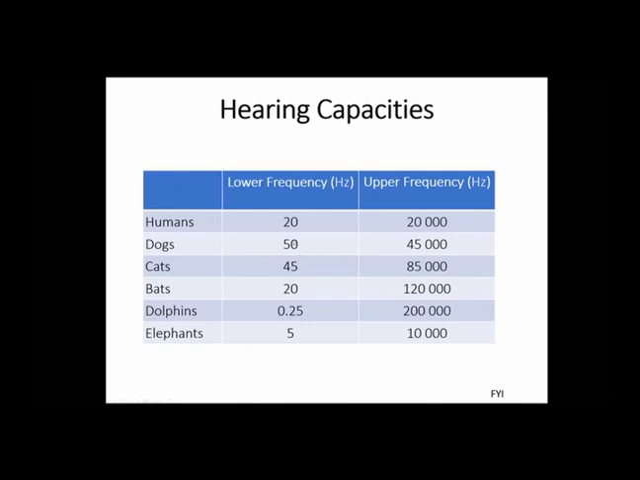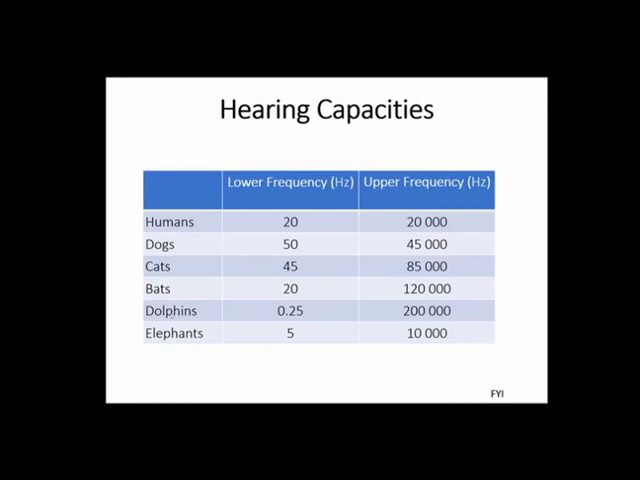Dogs, they can't hear as low frequency as we can. They can only hear down to about 50 hertz, but they can hear higher frequencies than we can. Cats have a similar lower frequency limit, but they can hear much higher frequencies than dogs, which I found surprising. Bats have about the same lower level as us, but can hear crazy high frequencies, which makes sense for their sonar, sonar is the right word, I think, maybe.